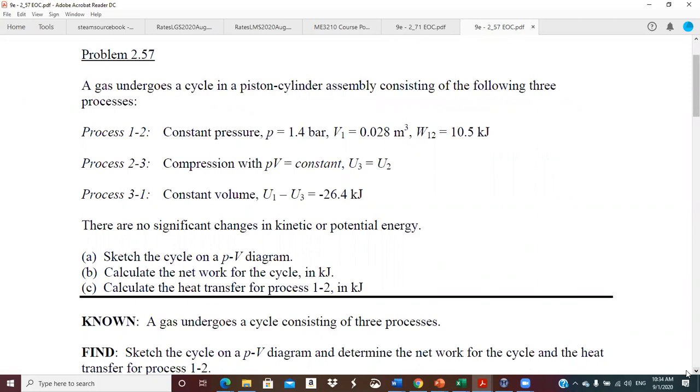So we've got a gas in a piston cylinder here, and it's undergoing a cycle. So it's going all the way around, coming back to the same point. The first process is constant pressure, and the pressure is 1.4 bar. And the initial volume is 0.028 meters cubed, and we're given the work interaction, okay? And so we can move up and down on this.